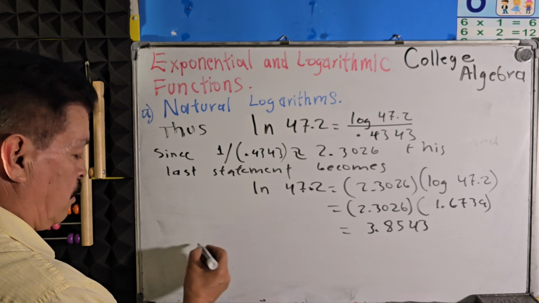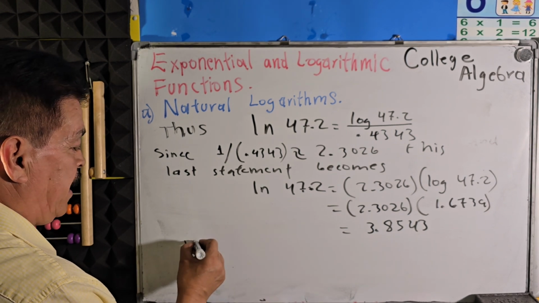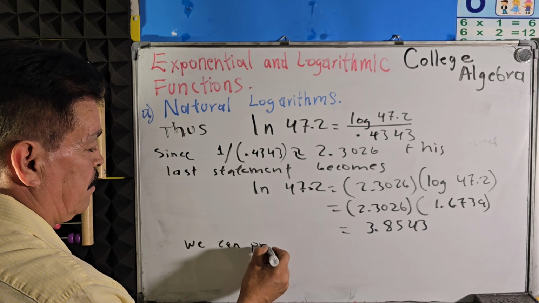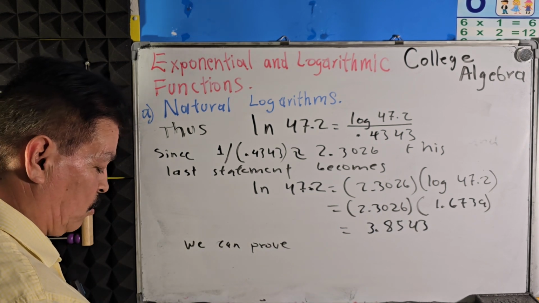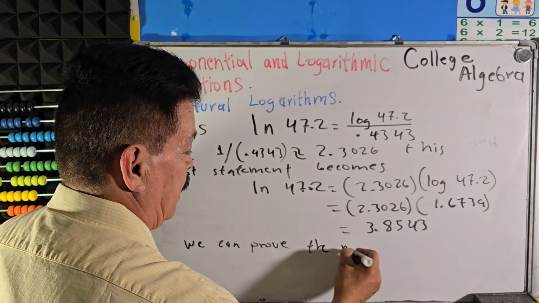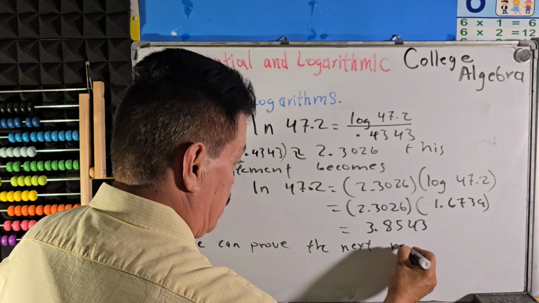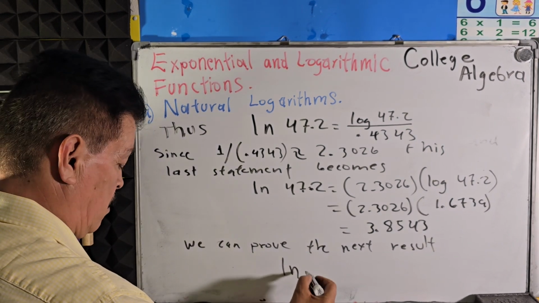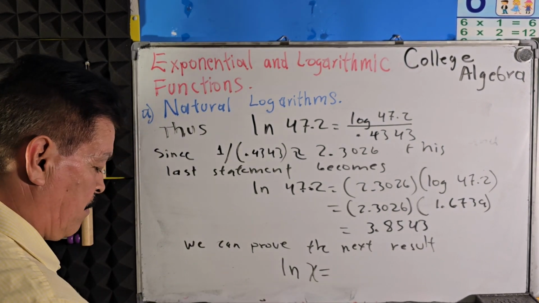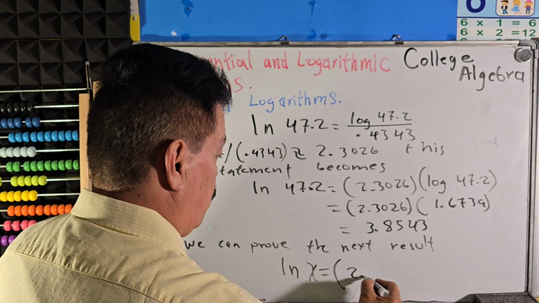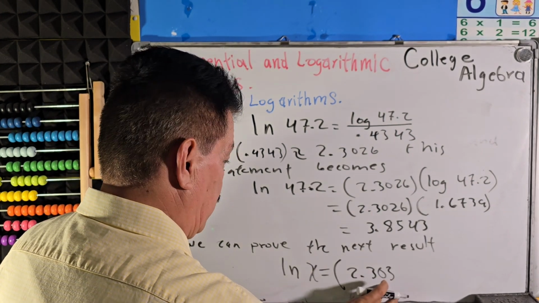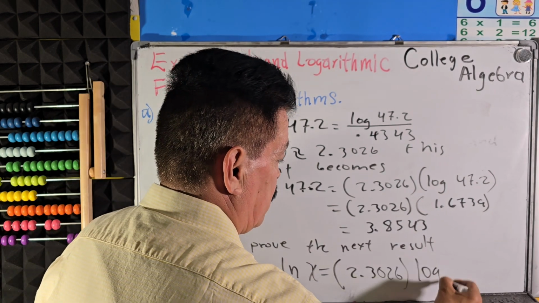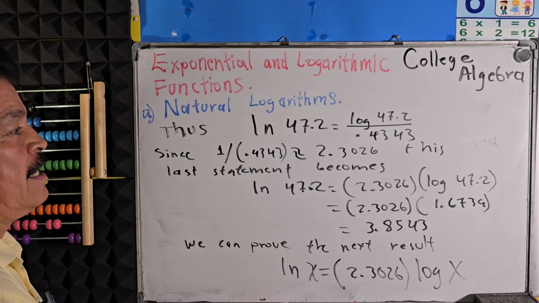So now exactly you have, we are able to prove the next answer. So natural log of x is equal to 2.3026, I mean 26, not 36, times log x. All right, that's it.